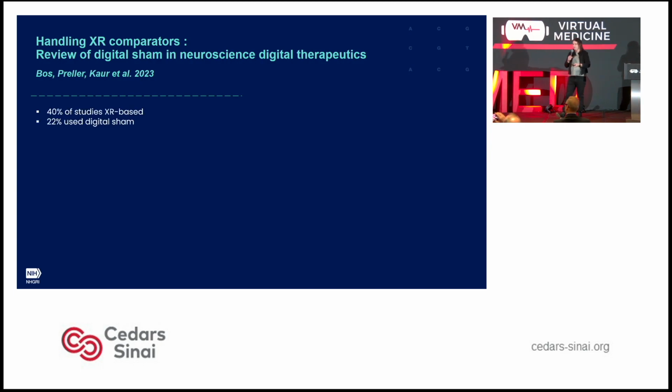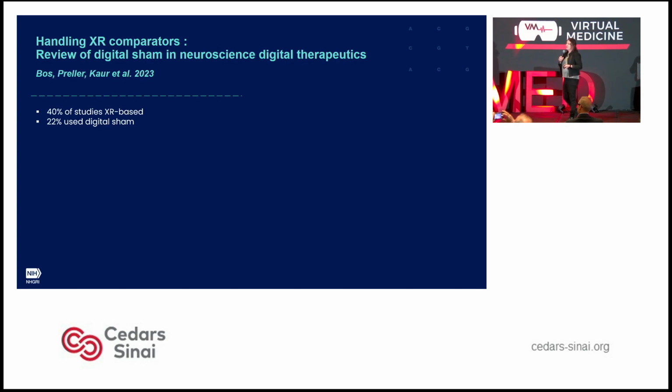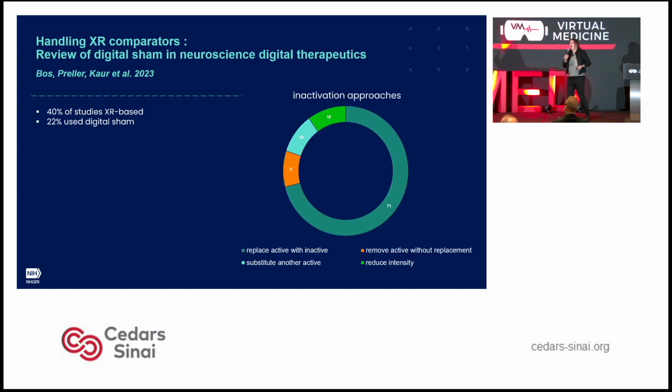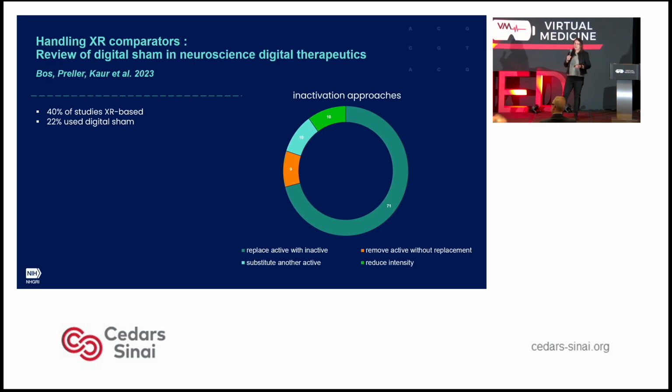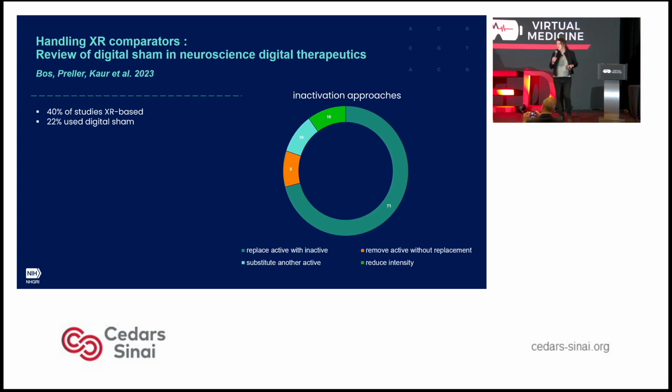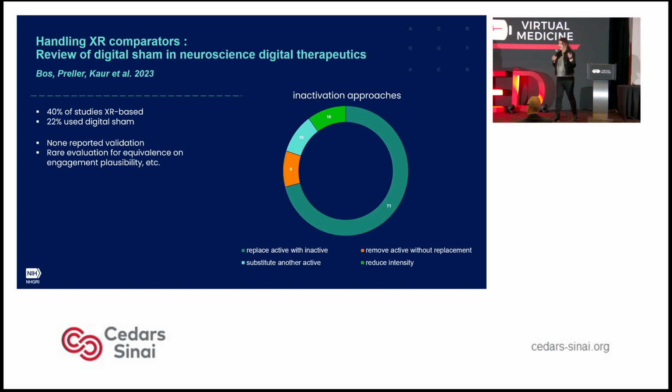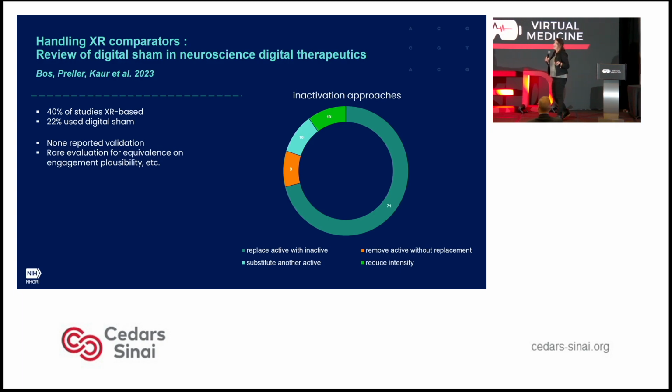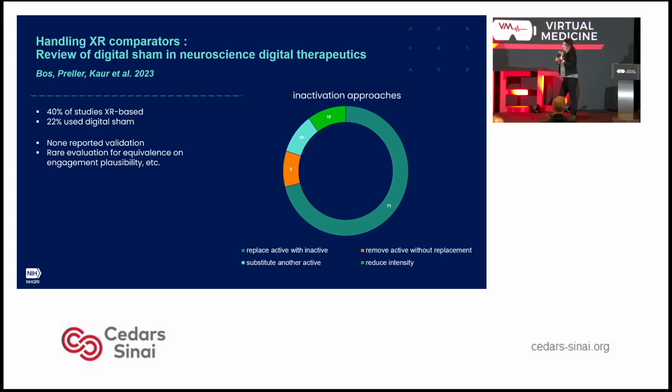Cool thing about this review is about 40% of the studies that they reviewed were XR-based, and 22% of them used a digital sham. And I'm putting up here some of the approaches that people took to create these digital shams. Mostly, they're replacing that active piece with something they're judging to be inactive. But that judging piece is really important because Boston colleagues reported that none of the studies that they reviewed actually reported validating those shams. Not a single one. Doesn't mean they didn't do it, but it wasn't reported.